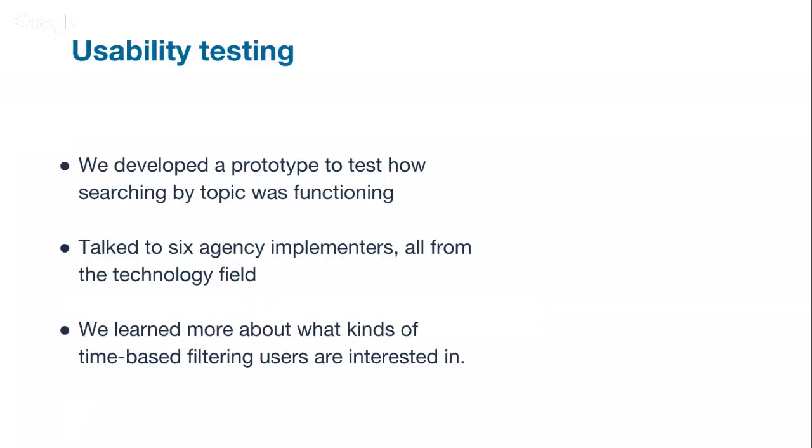We talked to 6 agency implementers. So these are people who are responsible for implementing policy within their own agencies outside of OMB. And they all work for the technology field because that's the content we have currently. And it doesn't make sense to test content for folks who don't use that particular content. And we learned a lot more about what kinds of time-based filtering users are interested in. So that was very helpful.